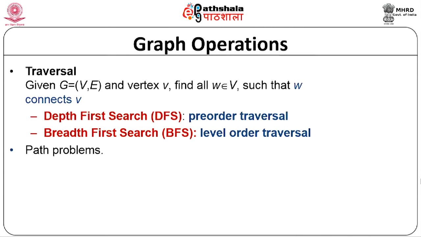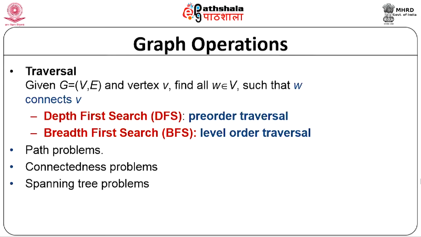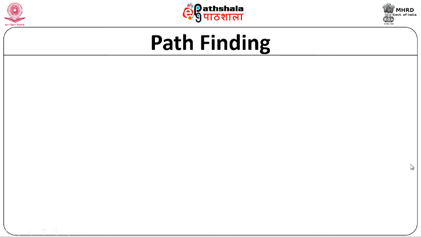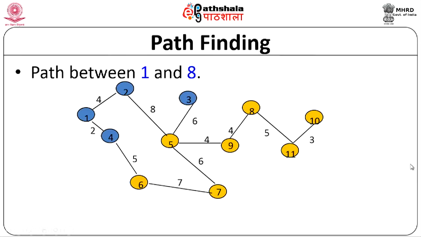And then there are something called path problems. We will define this as we go along in the modules on graphs. Then we have connectedness problems and then spanning tree problems. Some of these are typical graph operations, of which path finding is a very important operation, especially in a weighted graph. This example is a weighted undirected graph.